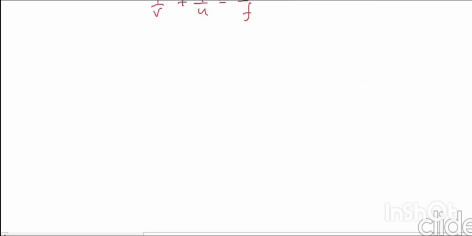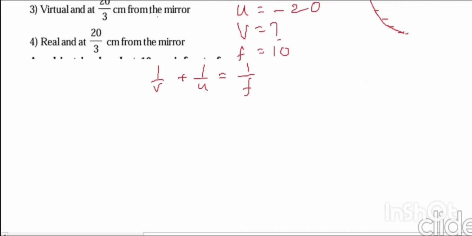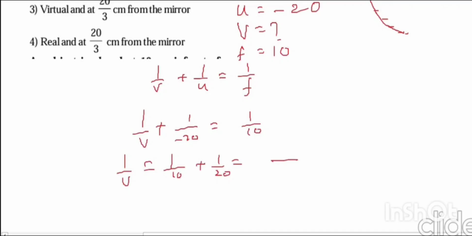So upon simplification, we can write it as 1 by v plus 1 by minus 20 is equal to 1 by 10, which simplifies to 1 by v is equal to 1 by 10 plus 1 by 20. So 20 is the LCM. 10 twos are 20 and 20 ones are 20. So this is coming 3 by 20. So v will be equal to 20 by 3 centimeters.